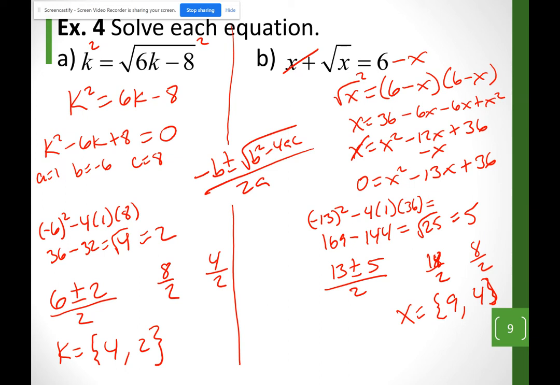Let's take a look. One thing we got to do is make sure our solutions work. Let me try on example A. Let's see if 4 works. In my original equation, I have that 4 is equal to the square root of 24 minus 8. And notice I went 6 times 4, so 24 minus 8. Now 24 minus 8 is 16. Is 4 equal to the square root of 16? Okay, so that works.